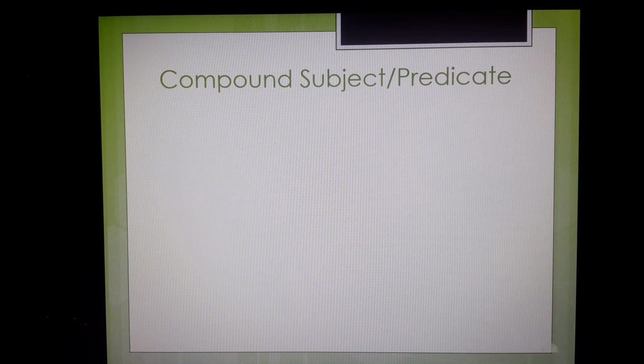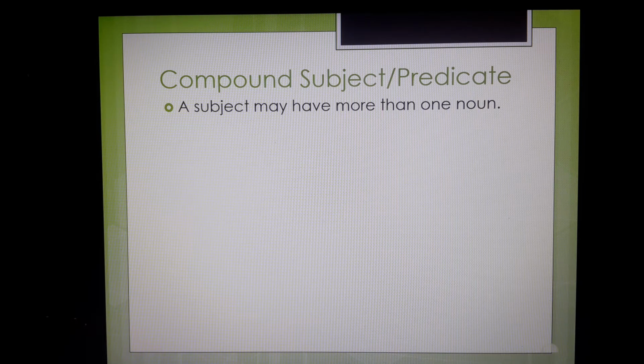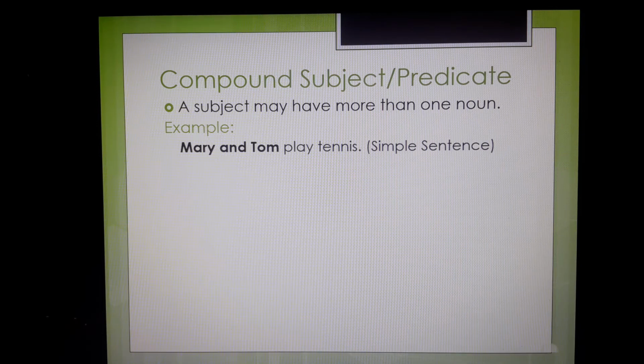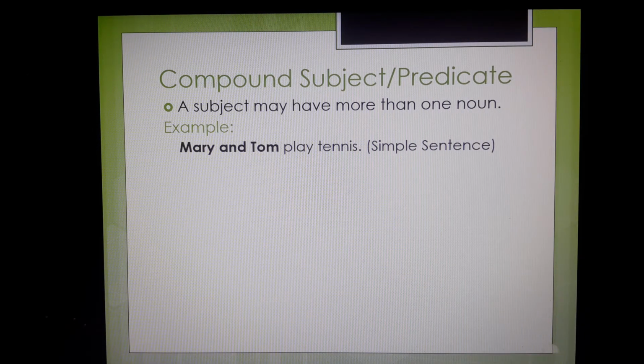I want to make you aware that simple sentences may have compound subjects or predicates, which means there's not always just one noun or one verb. So a subject may have more than one noun. Here's an example. Mary and Tom play tennis. This is still a simple sentence because there is only one subject. Although there are 2 nouns, it is Mary and Tom together that are playing tennis, that are doing the action.